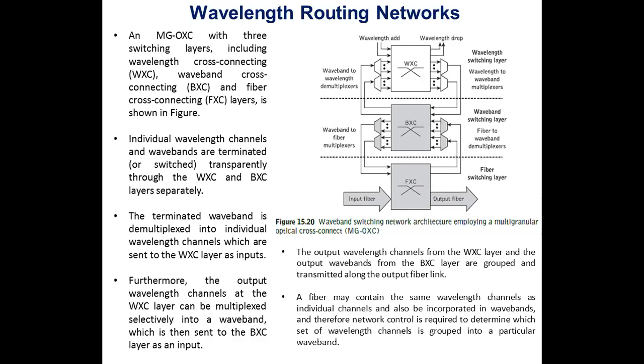The terminated waveband is demultiplexed into individual wavelength channels, which are then sent to the WXC layer as input. The output wavelength channels at the WXC layer can be multiplexed selectively into a waveband, and this is then sent to the BXC layer as an input. The output channels from the WXC layer and the output wavebands from the BXC layer can be grouped together and transmitted along the optical output fiber pair. The fiber here may contain single wavelength channels and individual channels, and can also be incorporated in wavebands.